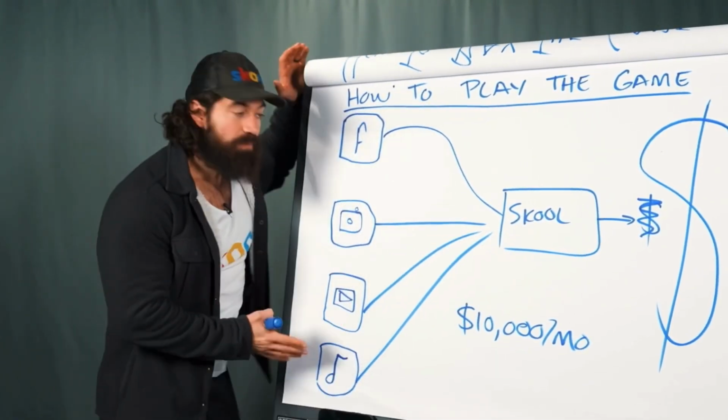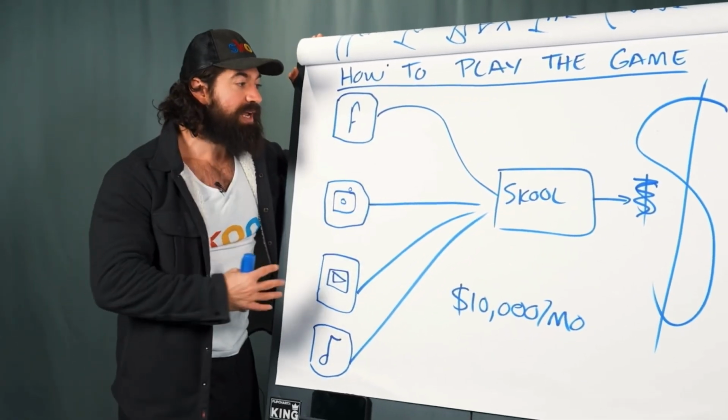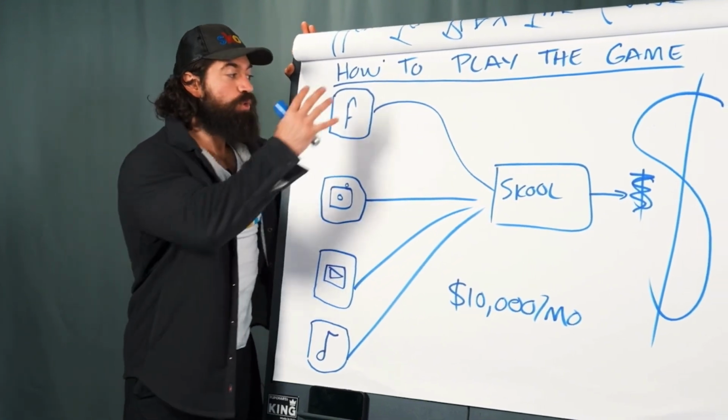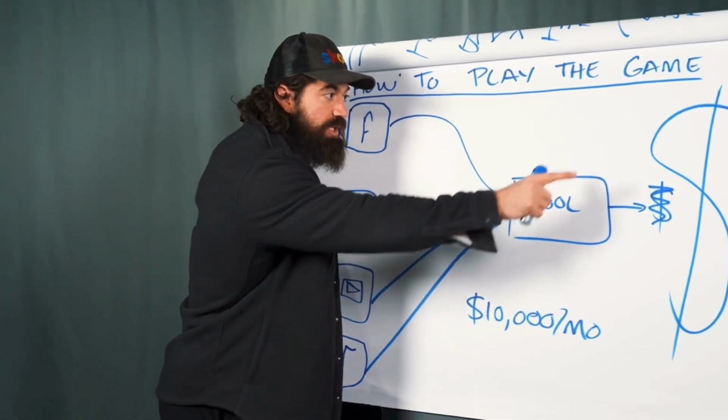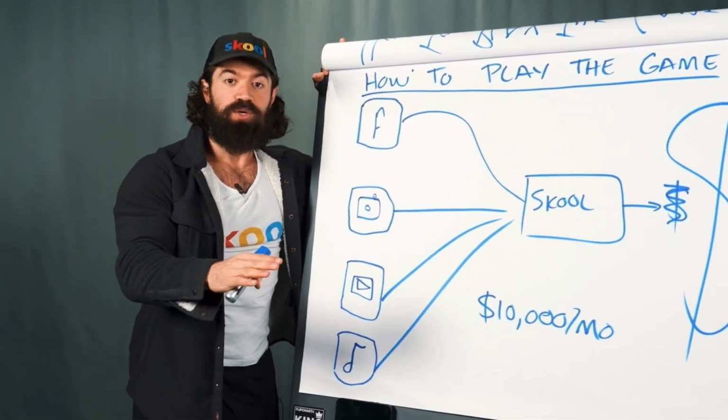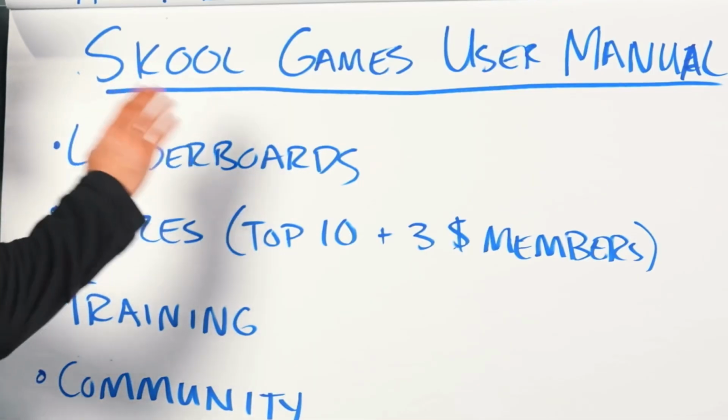And this one picture should be the one that you burn into your brain, is this is how you do it. You post content, you siphon the traffic to Skool, Skool converts it and turns it into money. That's the game, and that's how you play. Now here's your Skool Games user manual.